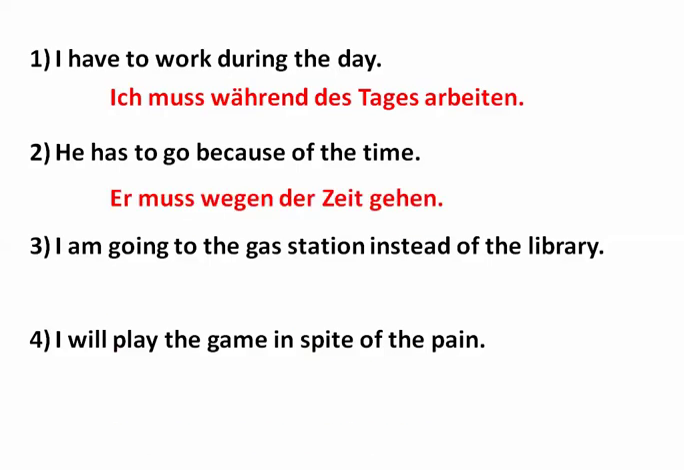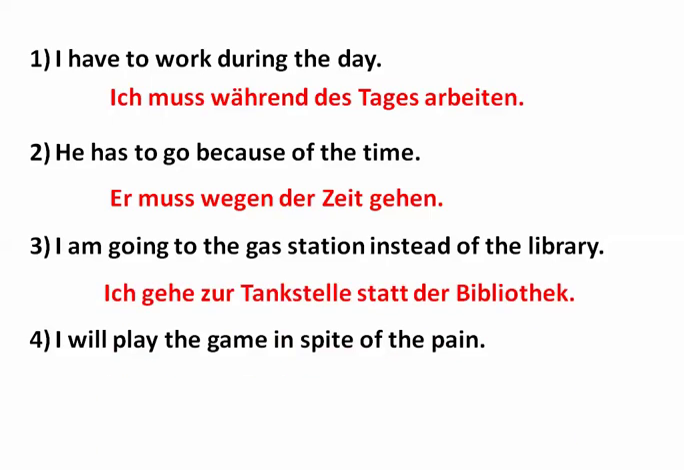I am going, in German, this is ich gehe. You don't have to translate that am. That's a problem for a lot of English speakers. They want to say ich bin gehen, but it's simply ich gehe zur Tankstelle, and zur is just a contraction for zu der. Zu is a dative preposition, changing the definite article for die Tankstelle to der, and you can actually form a contraction from zu der and be zur. So ich gehe zur Tankstelle statt der Bibliothek.